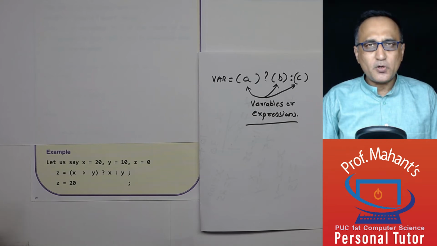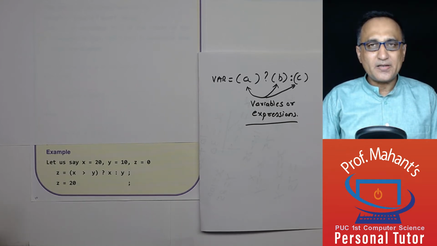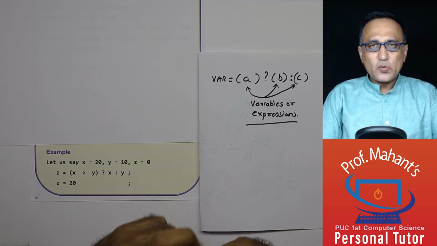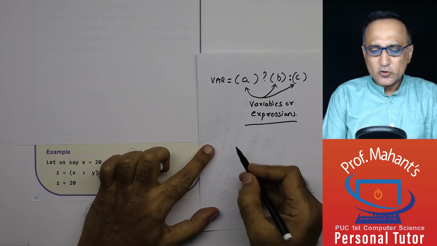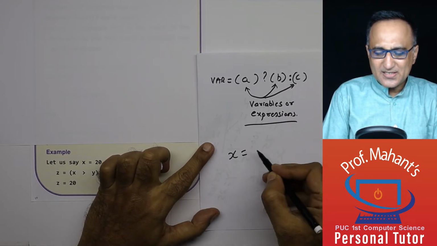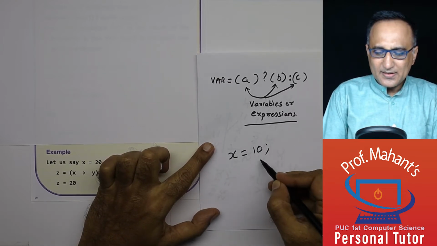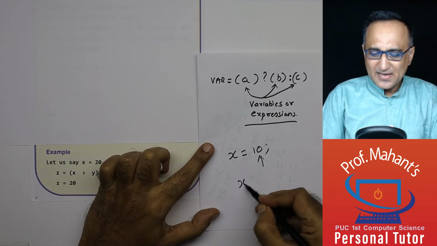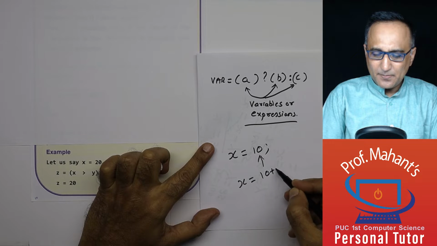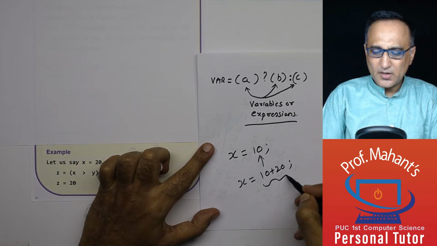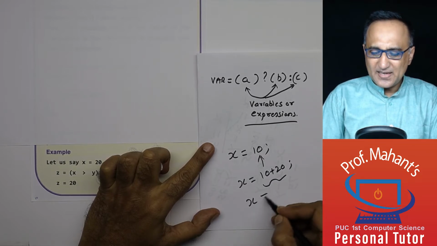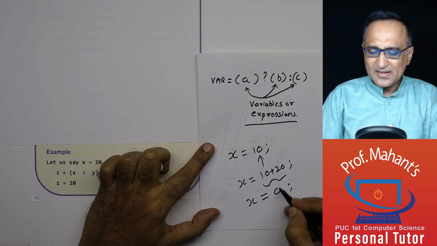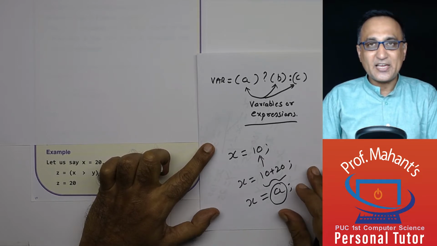We shall now talk about the ternary operator, or the operator involving three expressions or operands. You need to understand that expression can also mean something like this. If I say x is equal to 10, this is also an example of an expression. If I say x is assigned 10 plus 20, this is also an expression. If I say x is assigned the value of a, this a also is an expression.